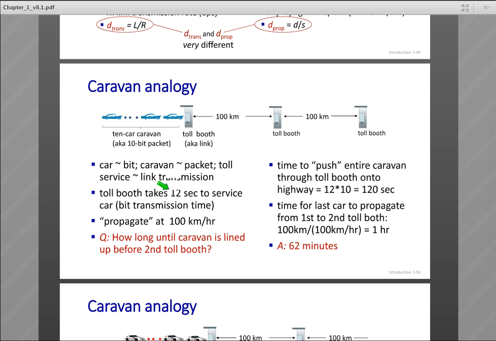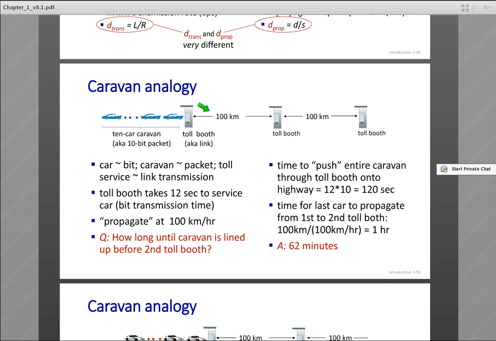Let's suppose that during each 12 seconds, one car can pass the pay tool and enters to the highway. Okay, so we need 12 seconds to service and to pass the first gateway here, okay, to enter into the highway.